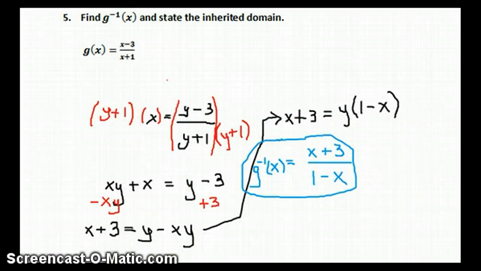So for number 5, we're finding the inverse of g of x, and I'm stating the inherited domain. However, I don't think I'm going to include that.